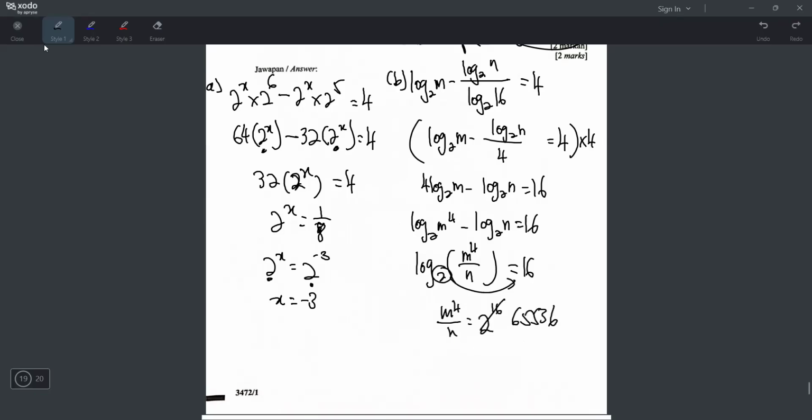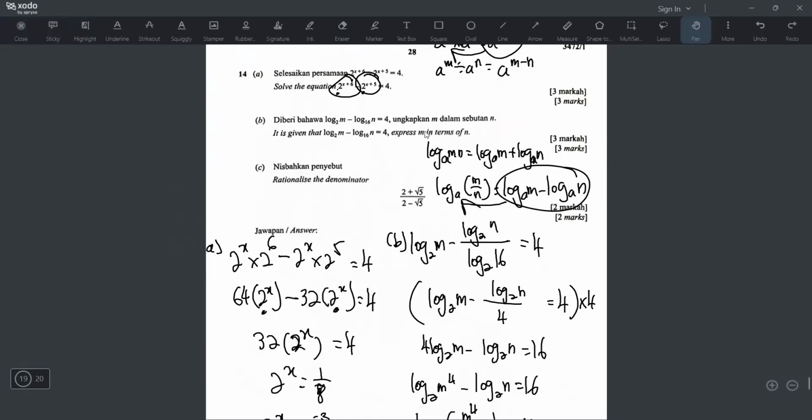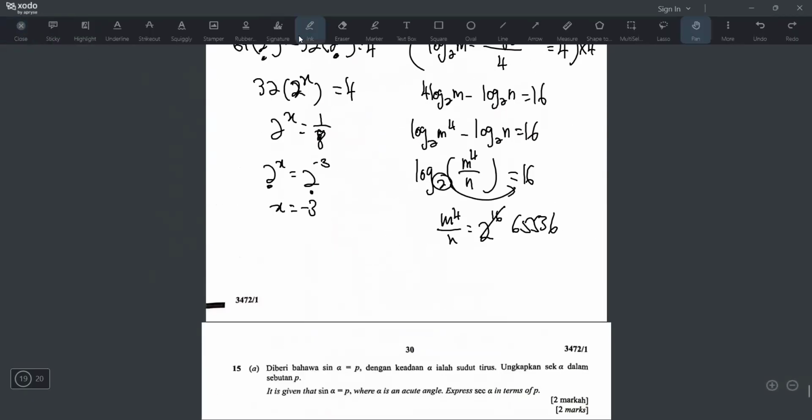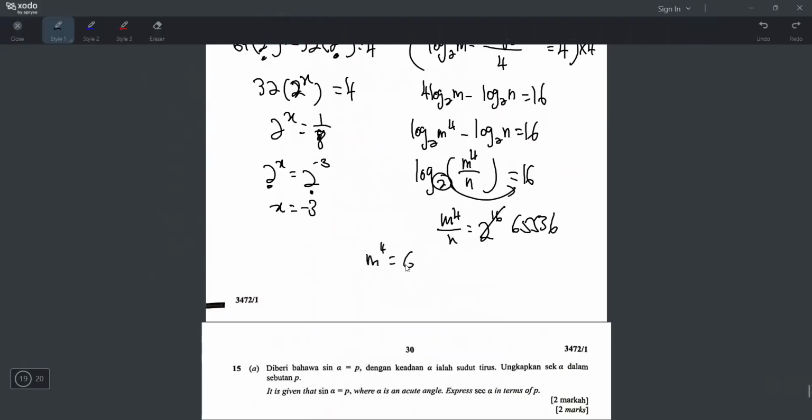65536. But the question asks us to find what? I forgot already. Oh, m in terms of n. Okay, means they want m equals. So how to make the m single? Okay, very easy. Just bring the n over here, becomes 65536n. And then bring the 4, becomes the 4th root, right? So it becomes 4th root 65536n. Okay, let's try and press 4th root 65536. See whether you can take the root or not.